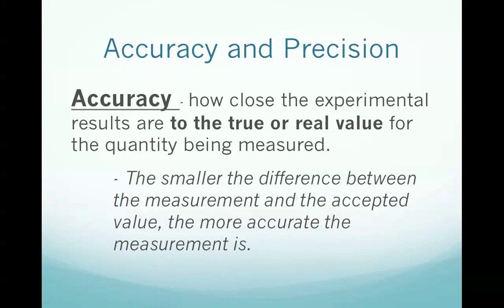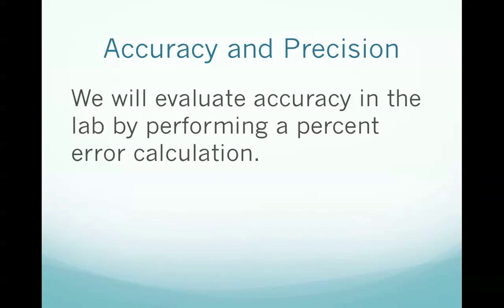Accuracy is how close our experimental results are to the actual or true value for the quantity that we're measuring. We're going to evaluate accuracy in the lab by performing a percent error calculation. We're going to be looking at the reference table. This will be an equation we use throughout the year in order to see how accurate our measurements are.